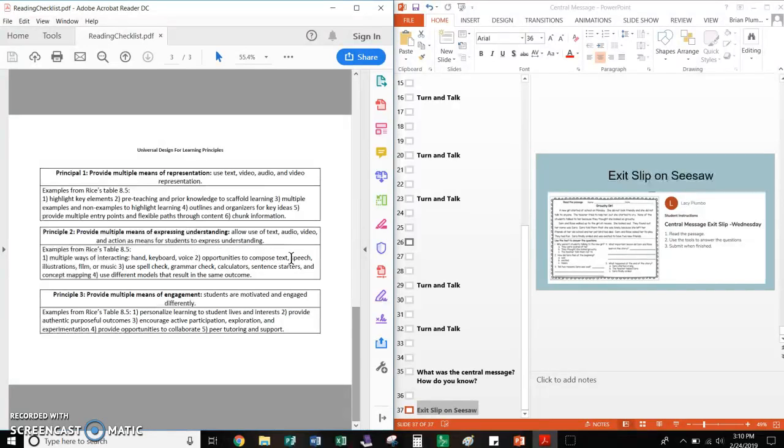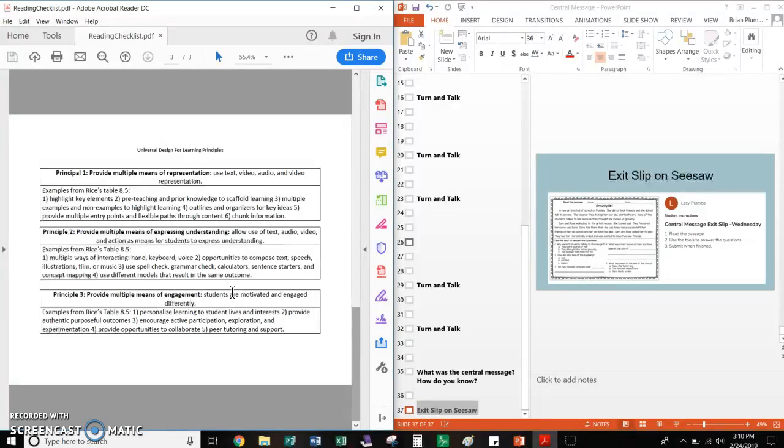I did have the sentence starters, like "the central message, or I determined the central message to be," and the evidence, using different models for the same result. So for my different learners, with the organizers, some of them were filled out, some of them had just a blank one. A couple of students had a word bank that they just had to fill in. Multiple means of engagement.